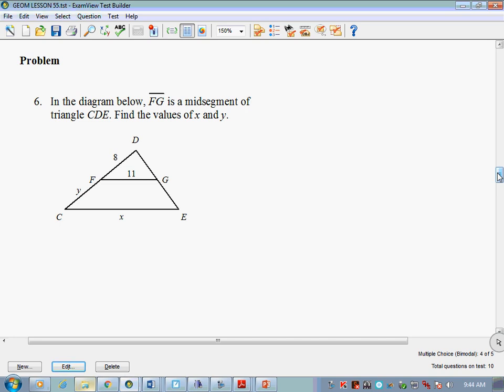FG is a midsegment of triangle CDE. What are the values of X and Y? Let's see. Mariah, can you help me out here? Can you tell me what the value of CE would be if FG is a midsegment? FG, and I'm hoping you can see it from back there, FG is 11. So what is CE going to be?